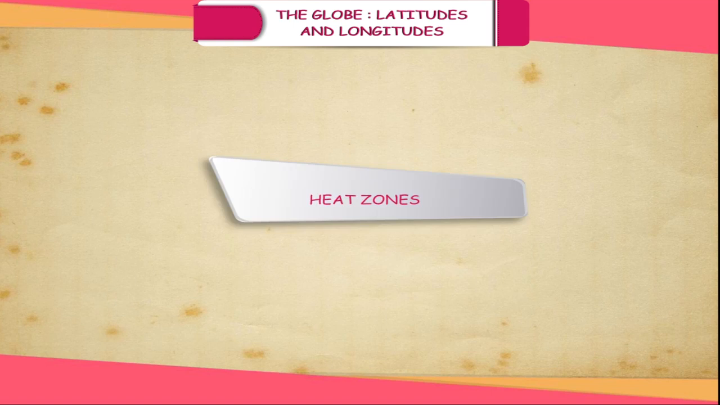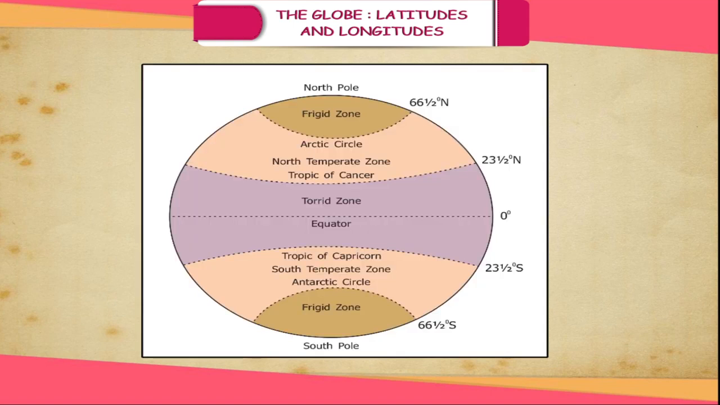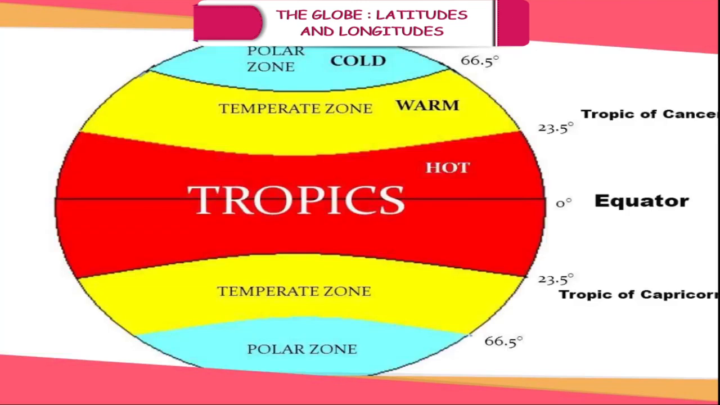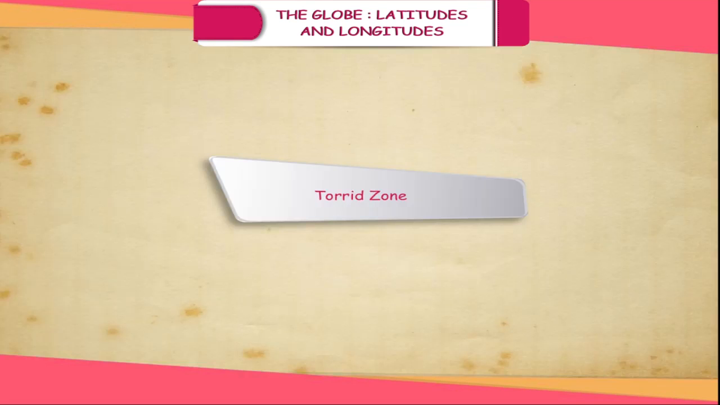Heat zones. The parallels divide the Earth into various heat zones. Different zones have different types of vegetation and climate. They are therefore called climatic zones or heat zones. There are 3 main heat zones: important latitudes and heat zones.